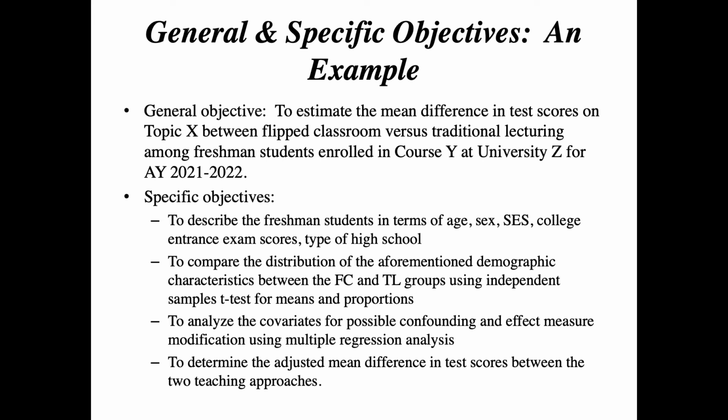Now, in order to get to that main goal, the researchers have to follow a step-by-step process wherein they ascertain their different variables. So first they had to ascertain and describe the different demographic variables of the students they are involving in their study. So, to describe the freshman students in terms of age, sex, socioeconomic status, college entrance exam scores, and type of high school.